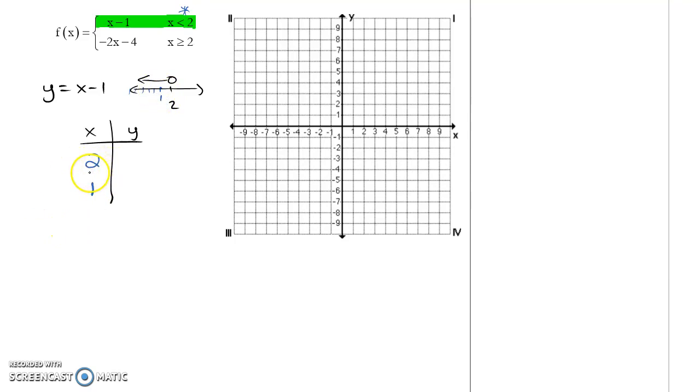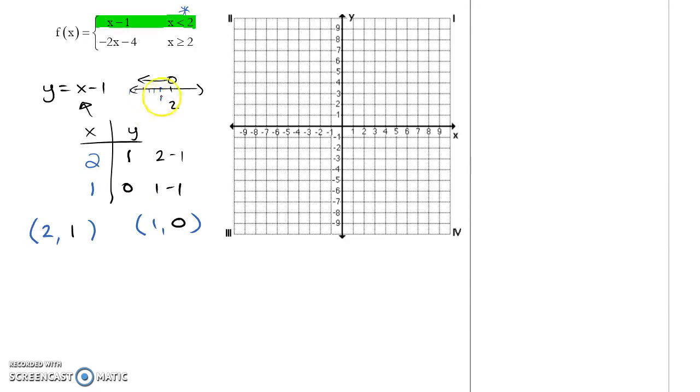So I now have 2 ordered pairs that I'm going to graph. 2 comma something, whatever I calculate y to be, and 1 comma something, whatever I calculate y to be there. How do I calculate? I substitute these x's into this function. 2 minus 1 is 1. So when x is 2, y is 1. Or substitute 1 in, 1 minus 1 is 0. So when x is 1, y is 0. That's the first part of it.